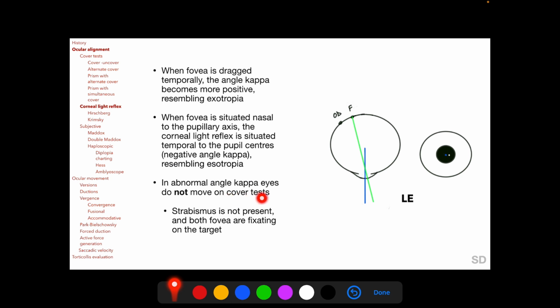Cover tests can distinguish abnormal angle kappa from actual strabismus, because in abnormal angle kappa, eyes do not move on cover tests. This is because strabismus is not present, and so both the fovea are fixating on the target.